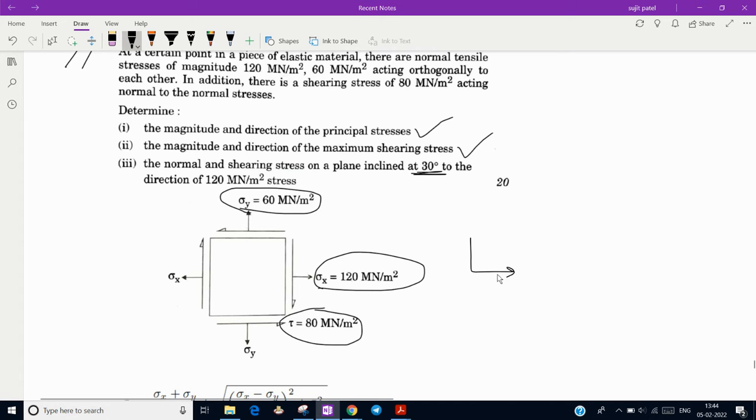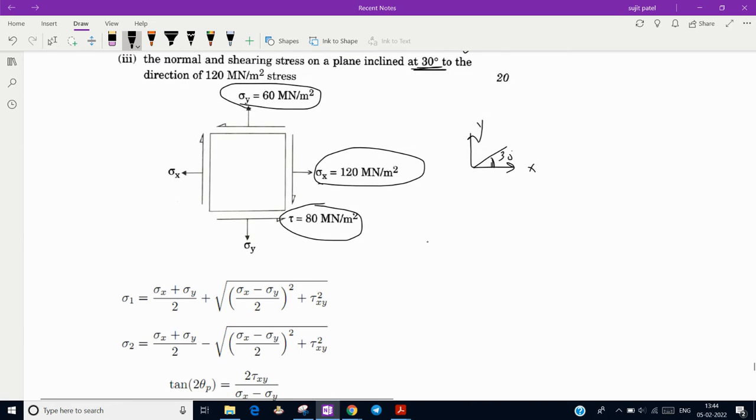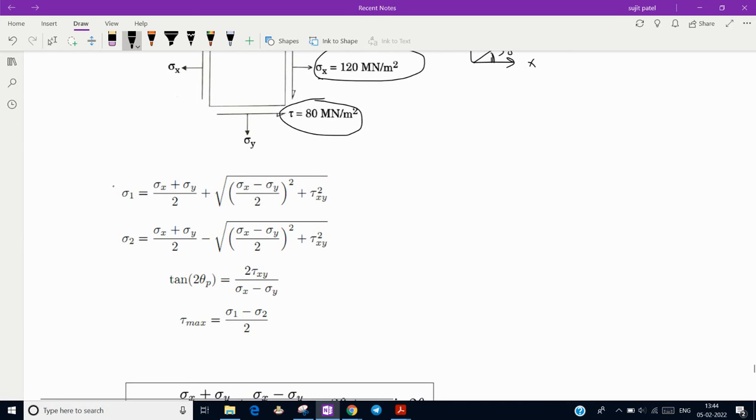So first of all, I am going to define the axes. This is the x-axis and this is the y-axis. With respect to 30 degrees, whatever the normal and shear stress will be, we have to find in the last. But before we start, the first thing that we have to find is the maximum principal stress and minimum principal stress.